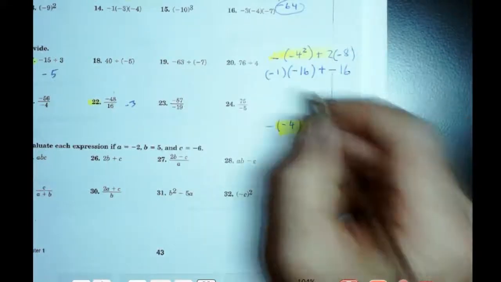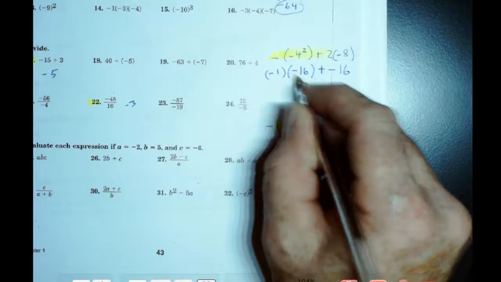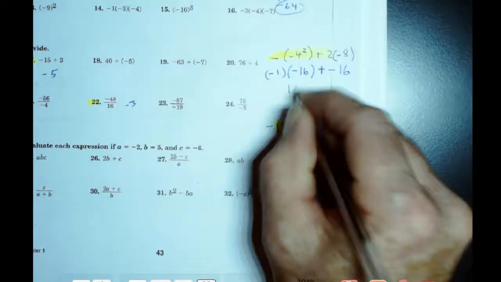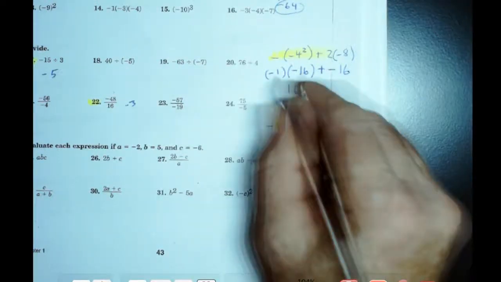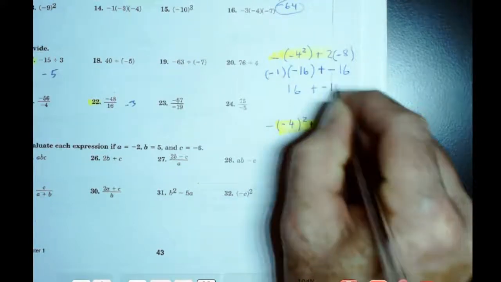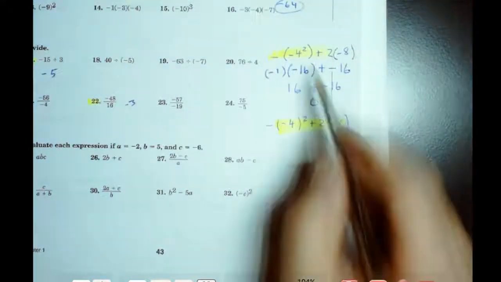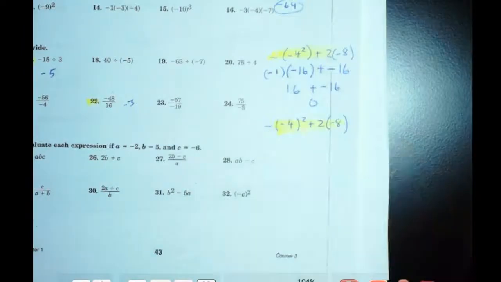Okay, so now I've got negative 1 times a negative 16. Well, that's actually a positive 16, correct? 1 times 16 is 16. 2 negatives make a positive. Plus a negative 16. This equals 0. Again, when the exponent is inside, you go into the parentheses, do the exponent first, and then you add in that negative.